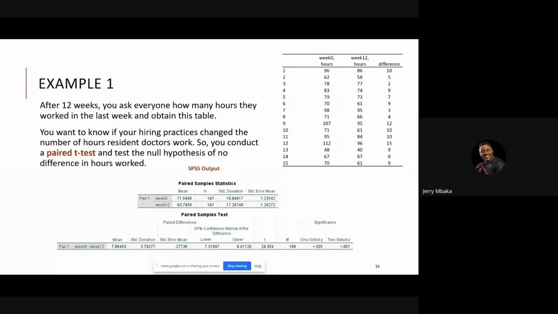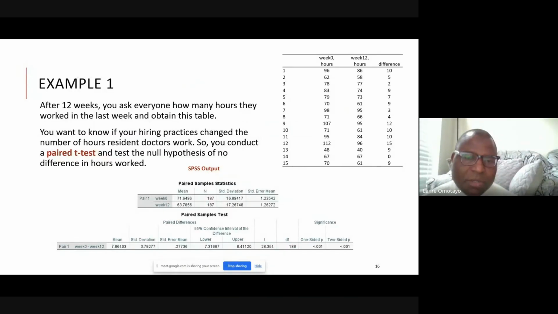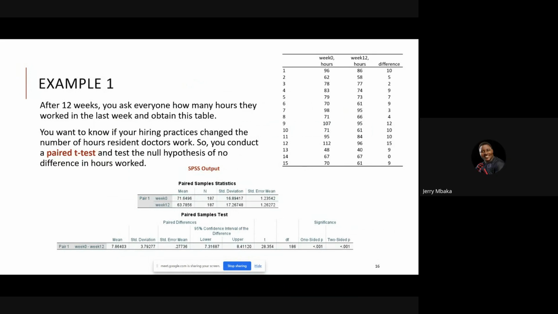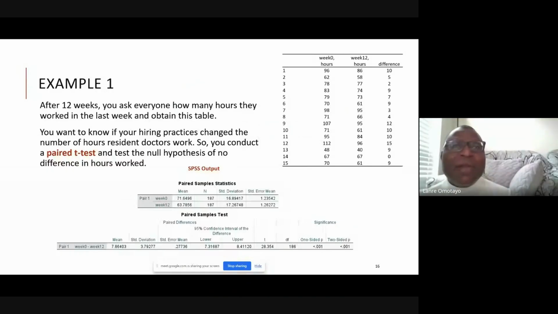Is that a two-sided or a one-sided alternative hypothesis? It's two-sided because it's saying a difference, so it could be either lower or higher. If you needed to frame a one-sided hypothesis here, what would be the most logical one-sided hypothesis for you here?